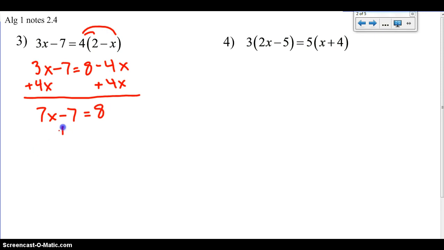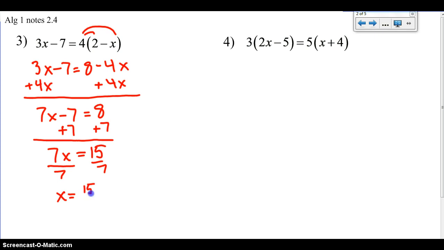At this point, we need to continue working to isolate the variable. So adding 7 to both sides using the addition property of equality gets us one step closer. And then lastly, we need to divide both sides by 7. And again, that's our division property of equality.